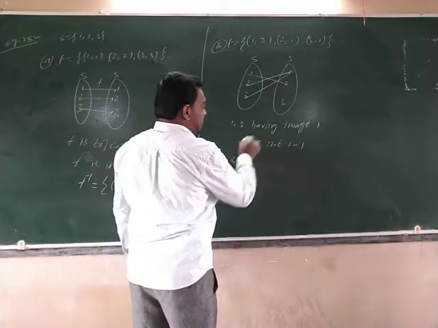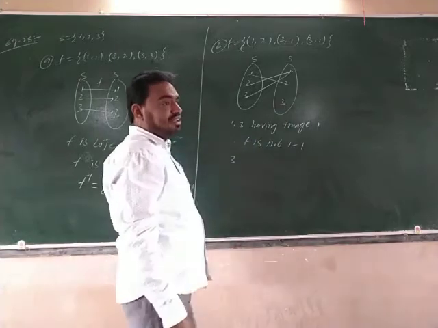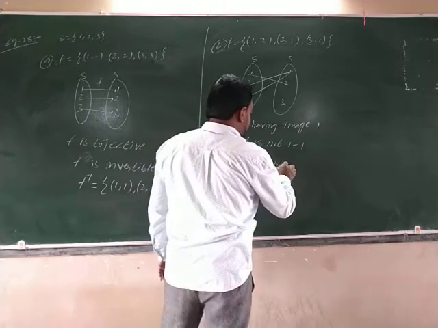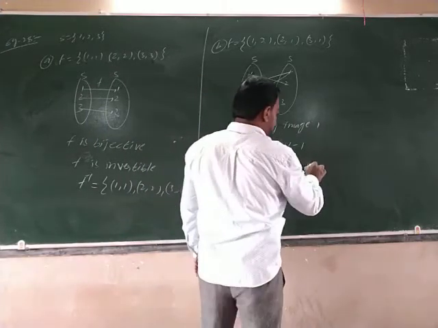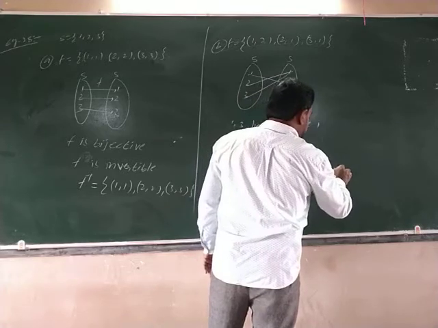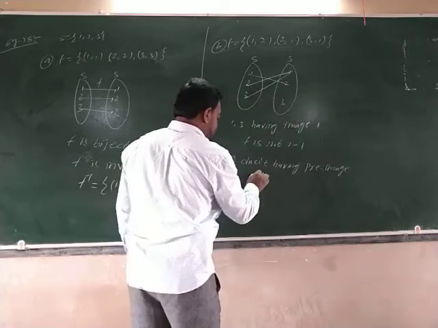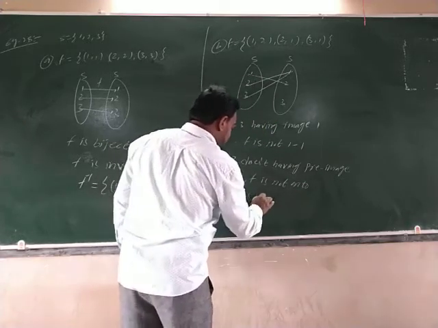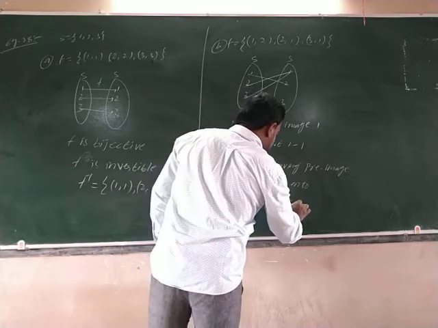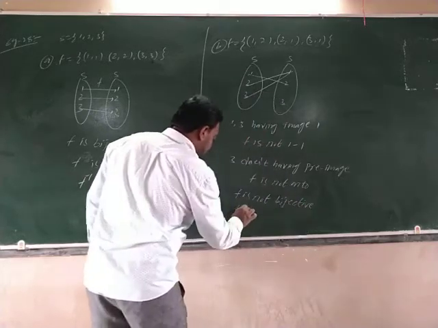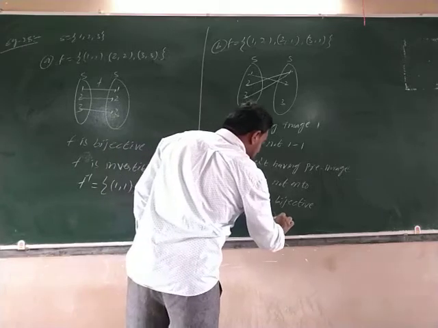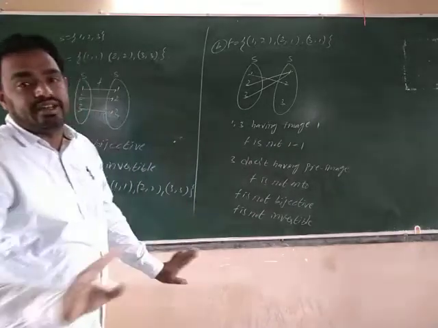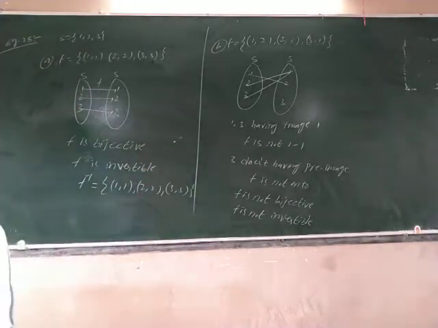And 3, that means the element 3 in the codomain doesn't have a preimage. So it is not onto. f is not onto. Therefore f is not bijective. f is not bijective means f is not invertible. f is not invertible means f inverse of x does not exist. That is your answer for this question.